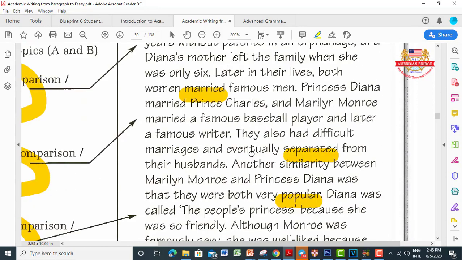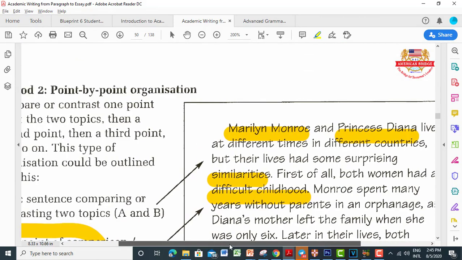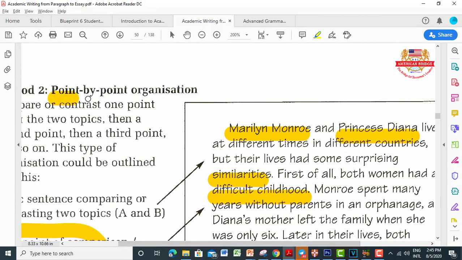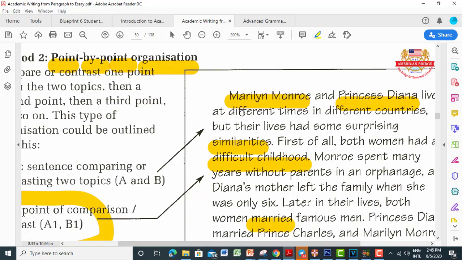You can see that this is the way the author tried to write point by point organization, meaning that every detail they compare step by step. I mean, the first point, like A and B, they have to compare. The second point, they talk about marriage. They compare between the two, Marilyn Monroe and Princess Diana, right?